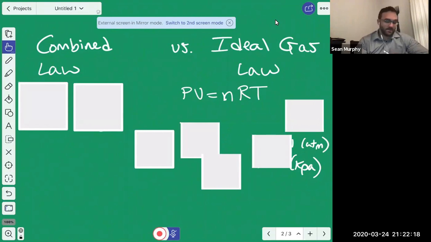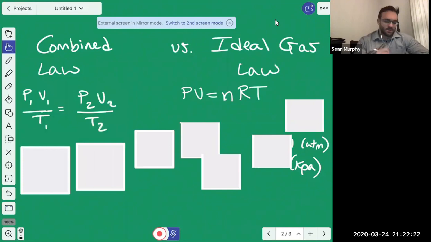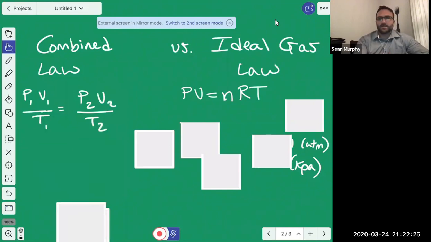So previously, the combined gas law had some sort of change. It had initial pressure, initial volume, initial temperature, and whether we were solving for the ending pressure or the beginning, there was a change in one of those three aspects. However, when talking about the ideal gas law, we're not really concerned if there's a change or not, but there's a couple more letters that we're going to incorporate.